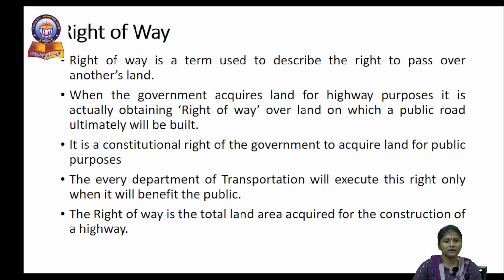So first is right of way. Right of way is a term used to describe the right to pass over another land. When the government acquires land for highway purpose, it is actually obtaining right of way over land on which a public road ultimately will be built. So it is a right of the government to acquire any land for public purpose. Every department of transportation will execute this right of way only when it will benefit the public. So the right of way is the total land acquired for the construction of a highway.